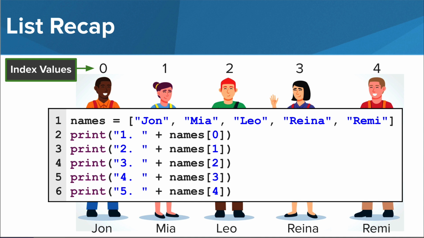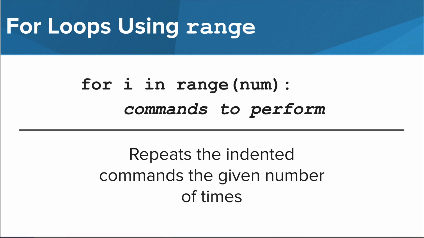Thankfully, we can use for loops with lists. Remember that a for loop is used to repeat a set of commands a given number of times. We use the syntax for i in range and give a number inside parentheses. The i in the for loop is a variable that we can use inside our commands. This value counts, generally from 0 to the number given, increasing by 1 each time. Remember that the value given to the range function is when the loop stops and is not included.